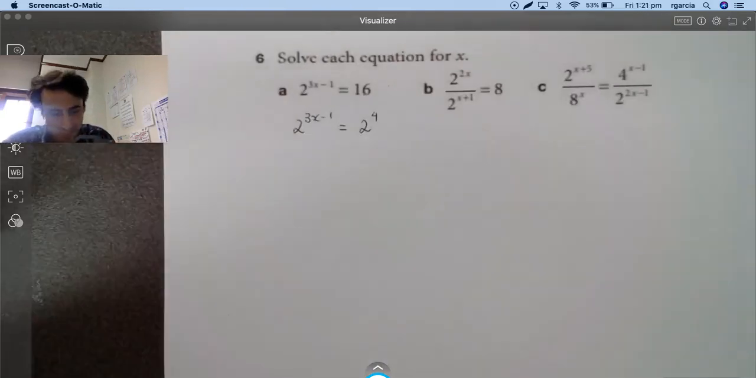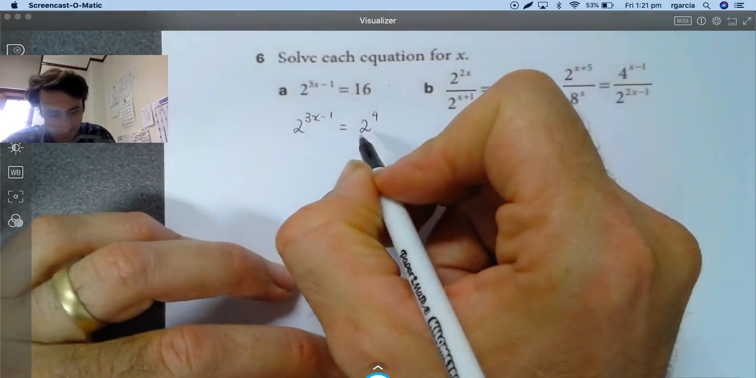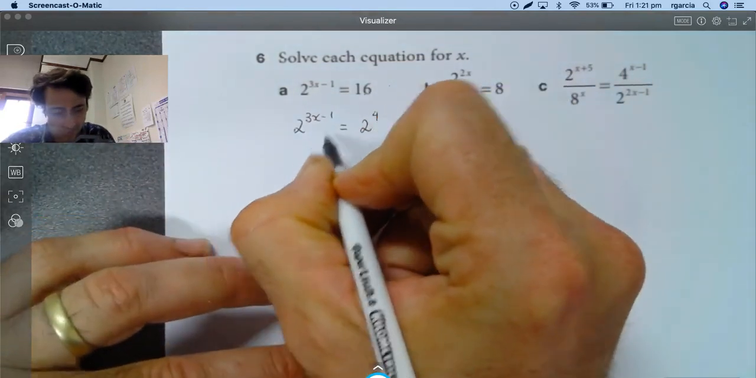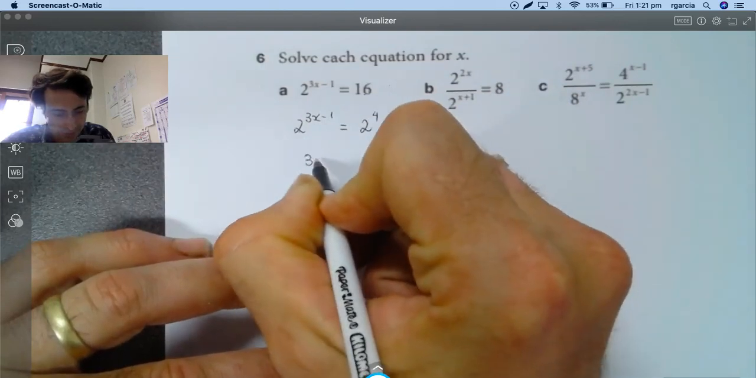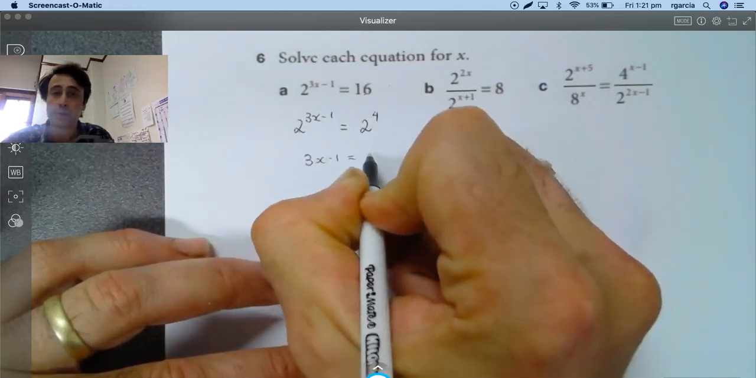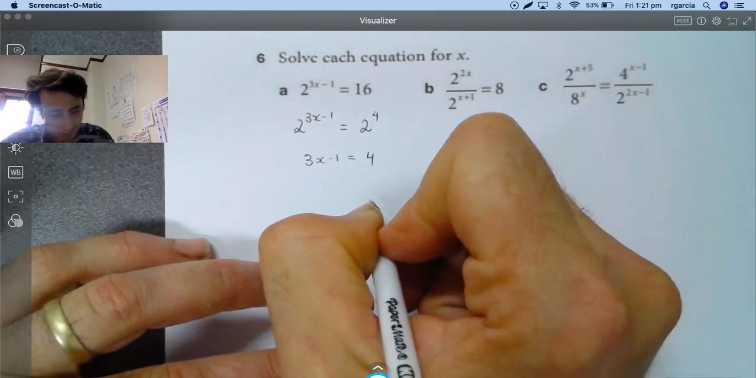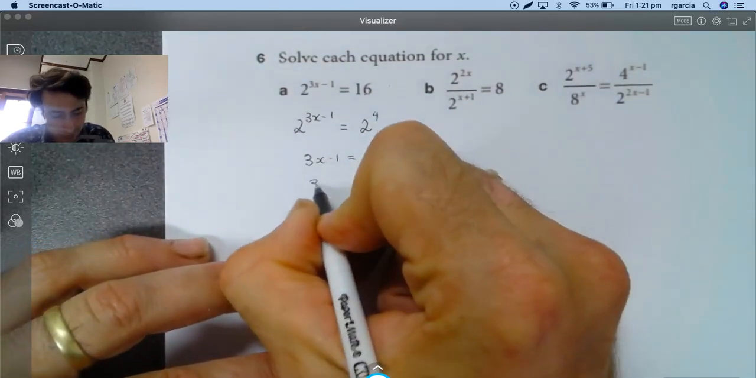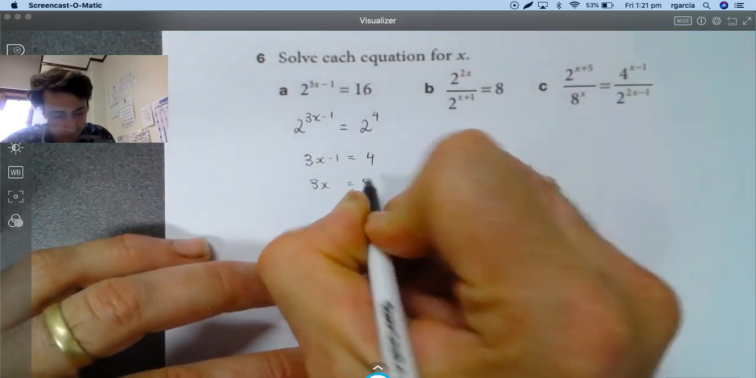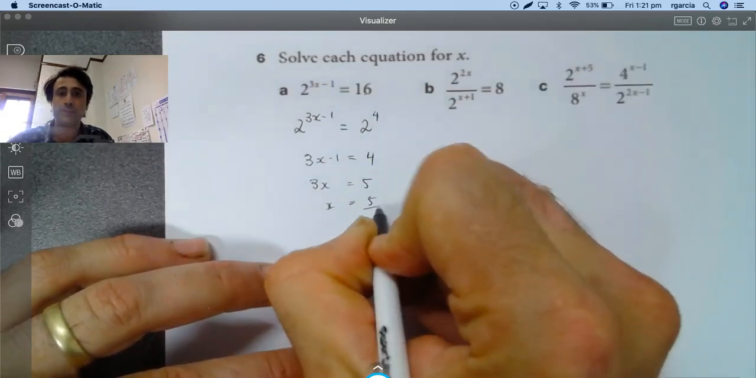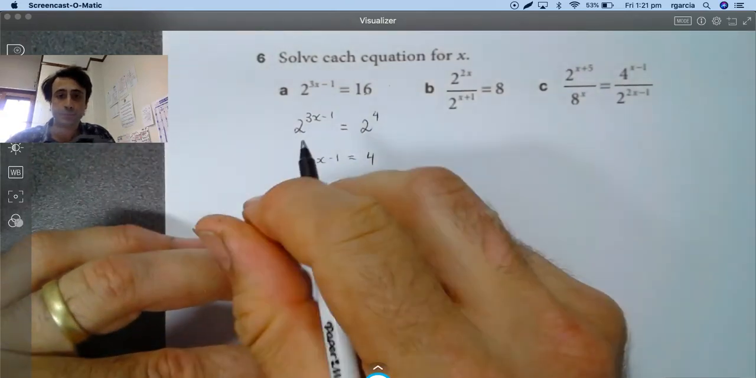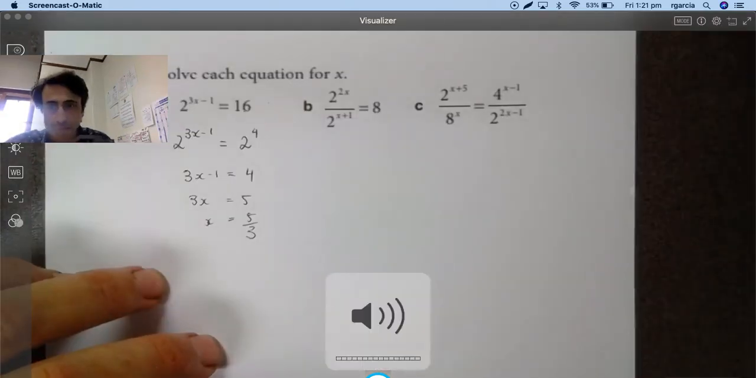Now that they've got the same base, I can say that if 2 to the power of that equals 2 to the power of that, that means 3x minus 1 must equal 4. And if we work it out, 3x equals 5, x equals 5 on 3. Now let's have a look at this one.